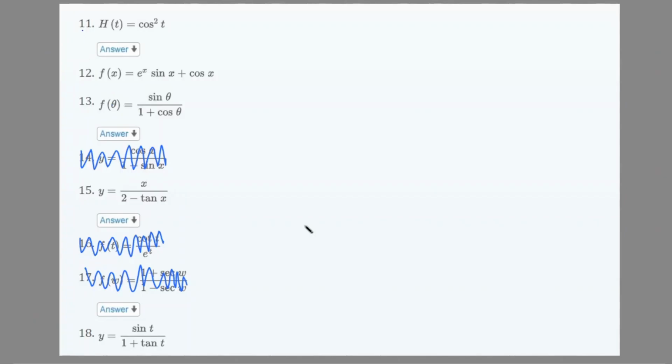Alright, so I want you guys to try number 11, number 12, 13, 15, and number 18. So you can pause the video and try that. Most of these, for like this one, you use the quotient rule, and then this is mostly a product rule, and then this will be the chain rule. So you can try those out.